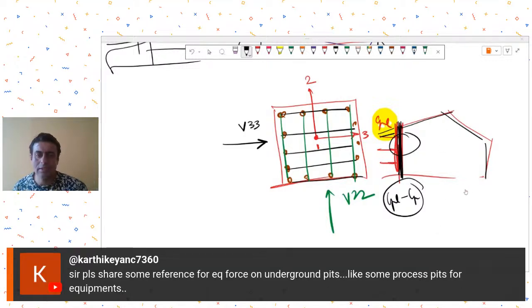Mr. Karthikeyan is asking, please share some reference for EQ force on underground pits, like some process pits for equipments. Okay, so as of now, I don't have any ready reference for it. If I get it, I'll share it with you.